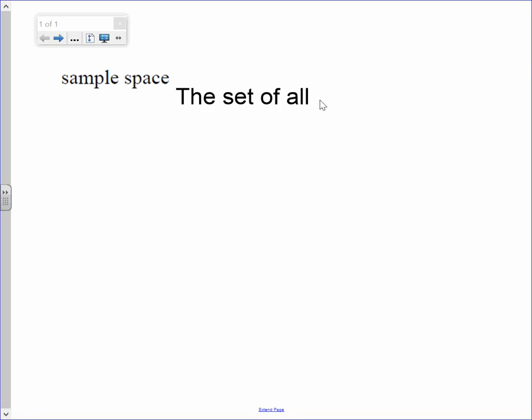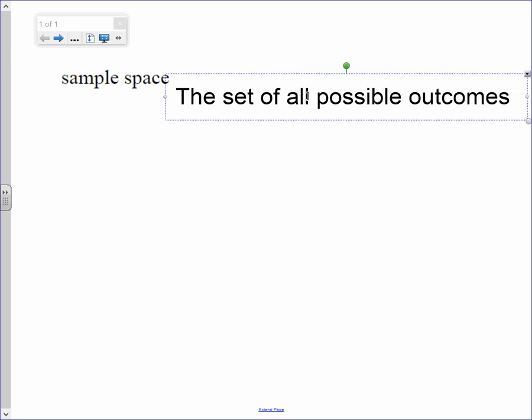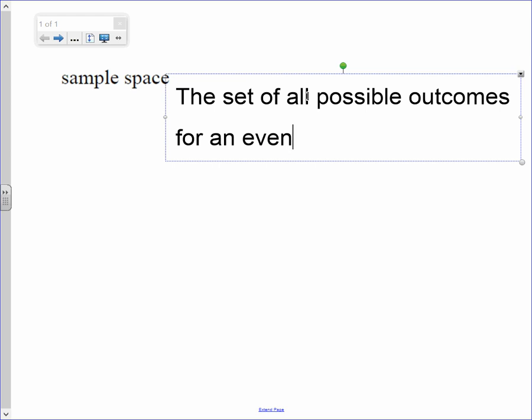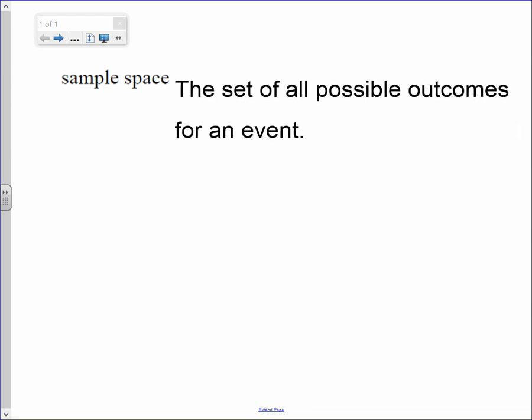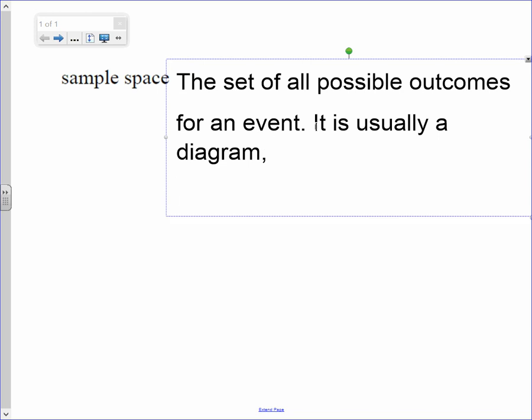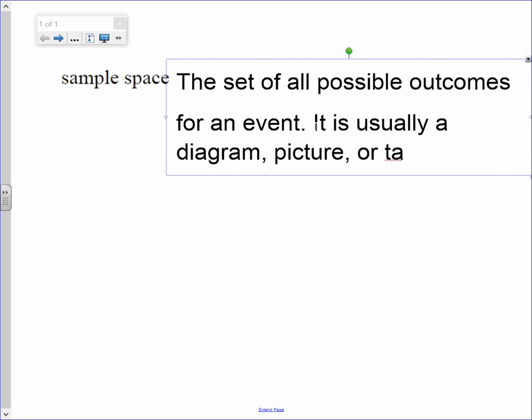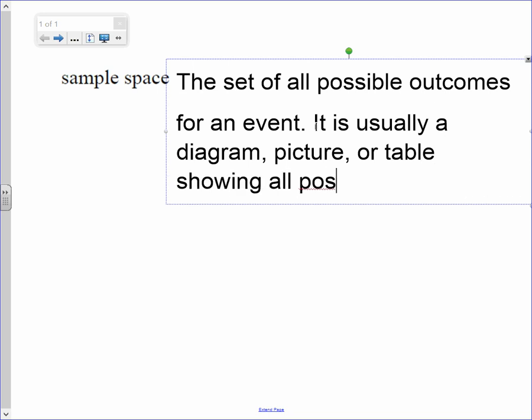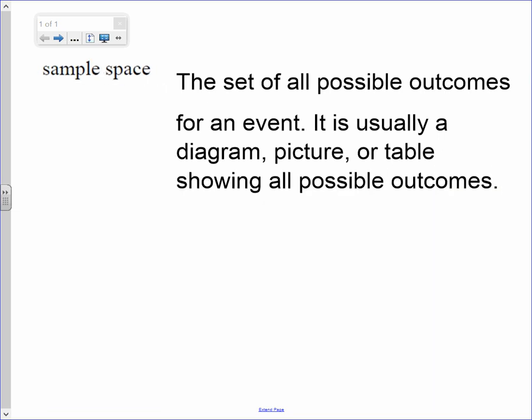The set of all possible outcomes for an event. It is usually a diagram, picture, or table showing all possible outcomes. Okay.